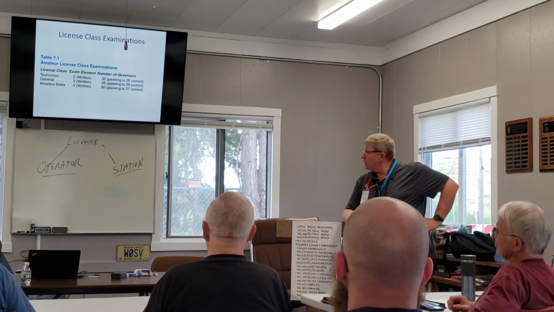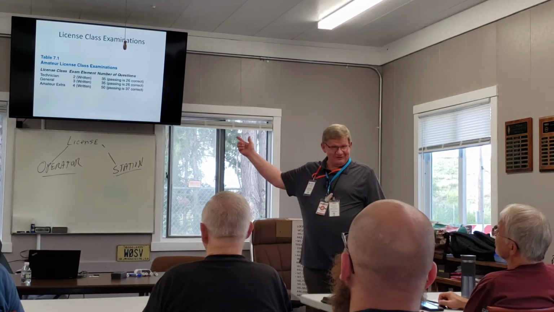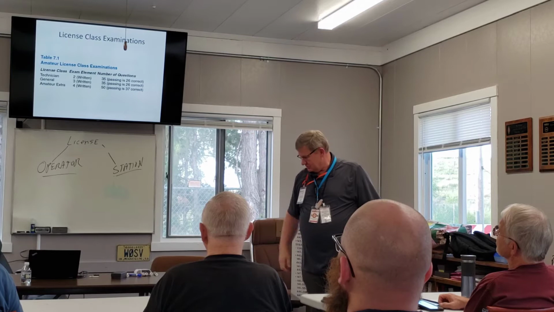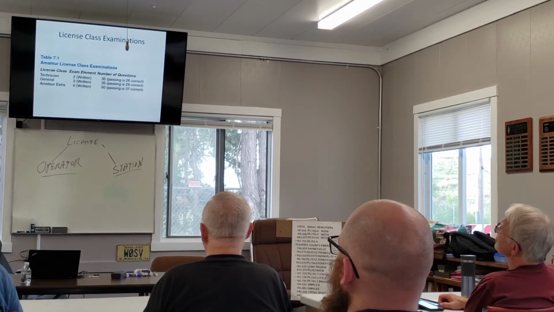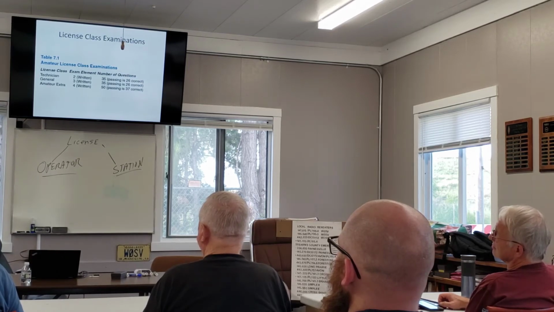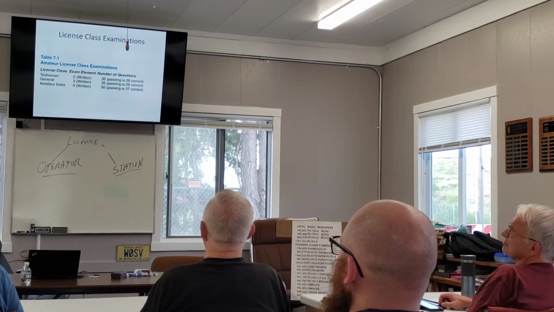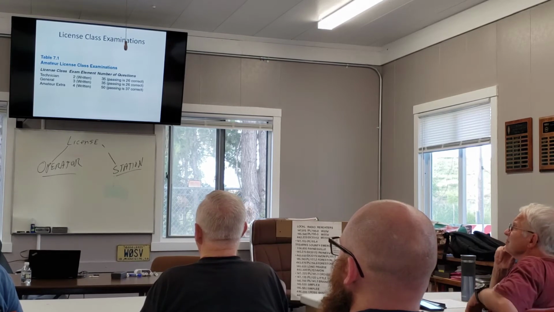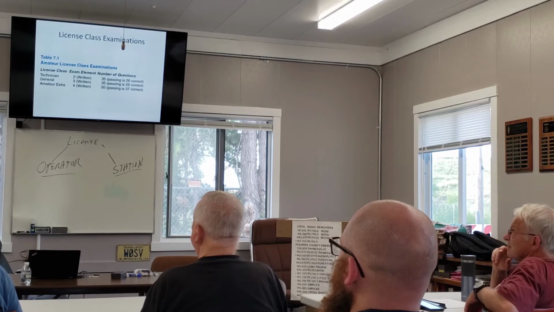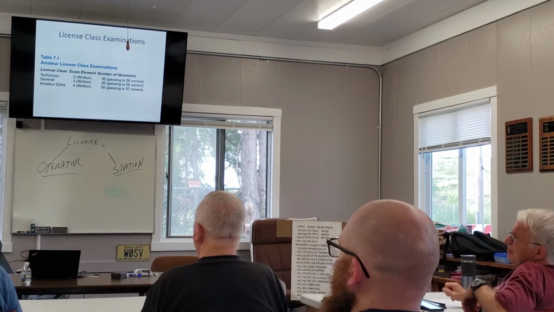Okay, the general is 35 questions as well. It's a different 35 questions than the technician class license. And then when you get up to the extra, that's 50 questions, and you have to get 37 of those correct. The percentage is the same, but you have to get 37 correct in order to pass that. All those 35 questions come out of a pool of about 400. Same 400 for the other two? The other two are different 400.